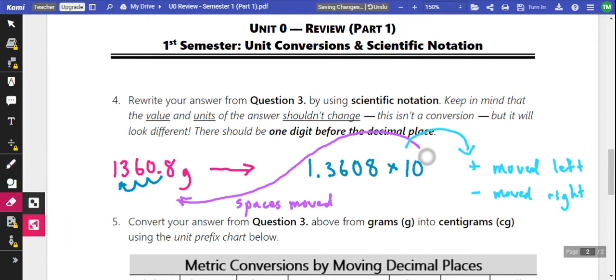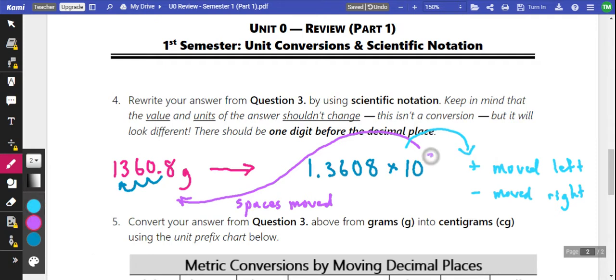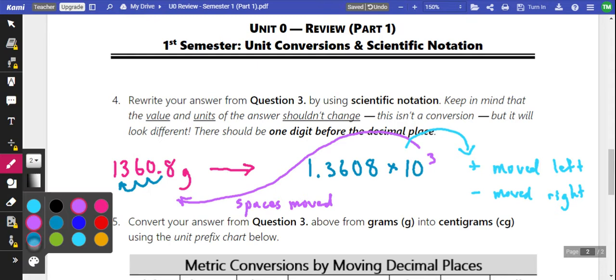So in this case, in order to make this the correct exponent, we've moved our decimal place to the left. So it's going to have to be a positive number. I'm not going to write a plus, I'm just going to leave it positive, no negative sign. Okay, and we moved 3 spots to the left. So this is going to be a 3 up here. So in scientific notation, this is 1.3608 times 10 to the third power, and our unit is still in grams.